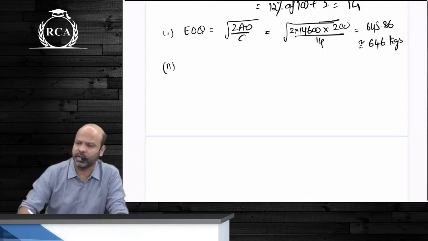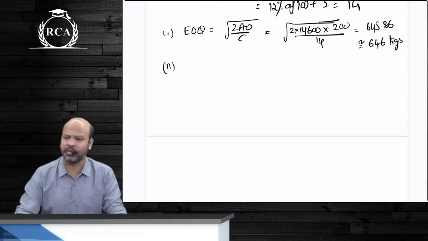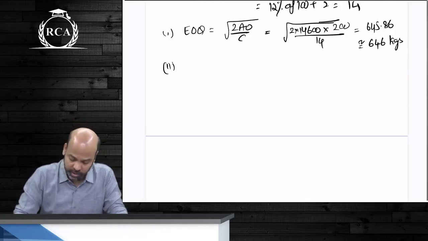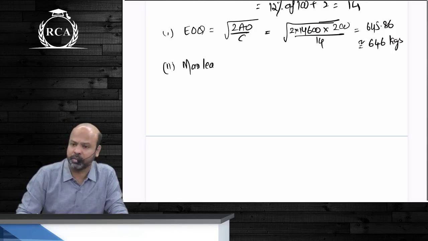The next one beta is computing reorder level. How much will be reorder level? Maximum lead time beta into maximum consumption.